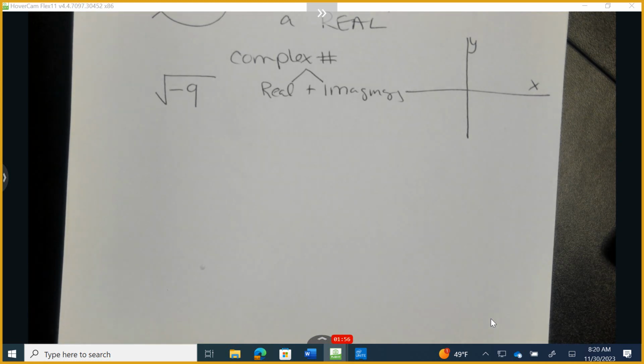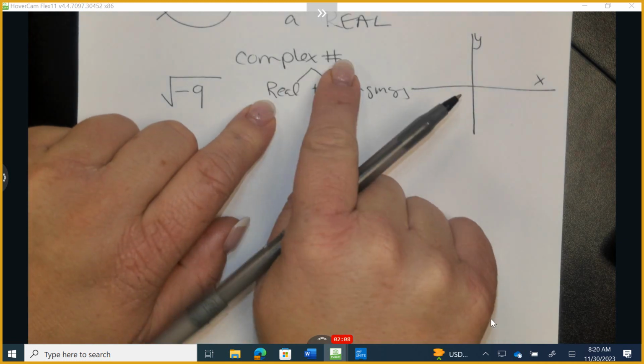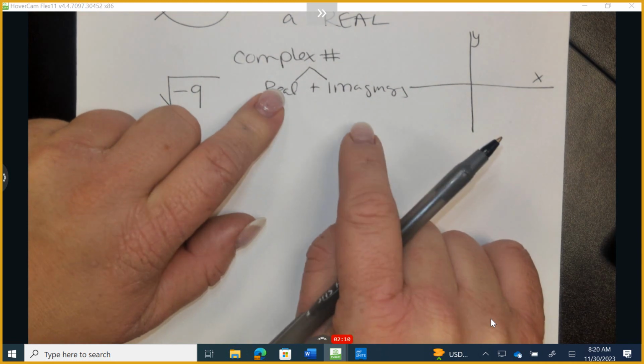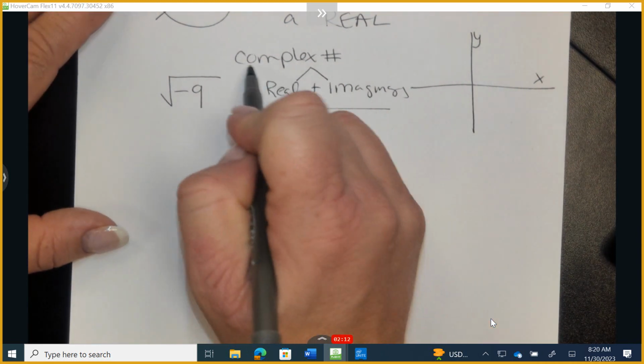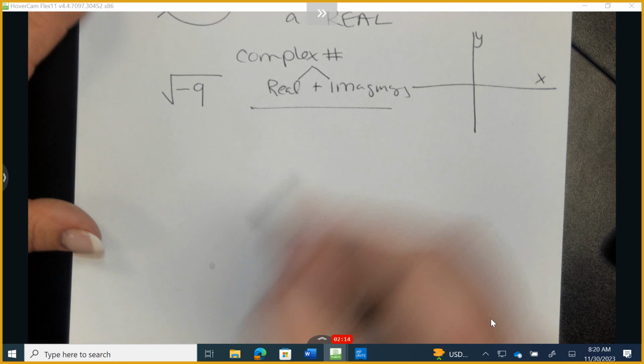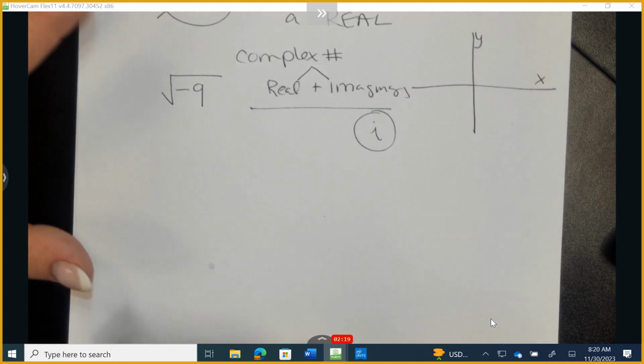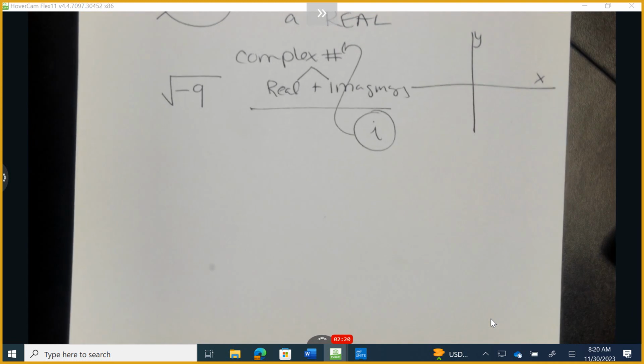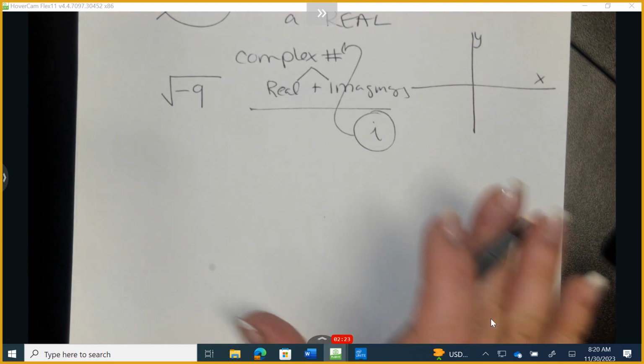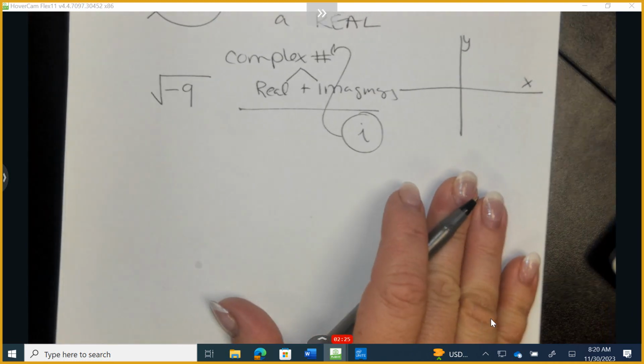It's kind of like on social media, maybe 10 years ago, when you'd say your relationship status and somebody would put "it's complicated," right? There's like many facets to it. So complex, there's many parts to it. There's a real part and an imaginary part. And together it creates a complex number. Whenever we see a number from now on that contains an i, we know it's a type of complex number.